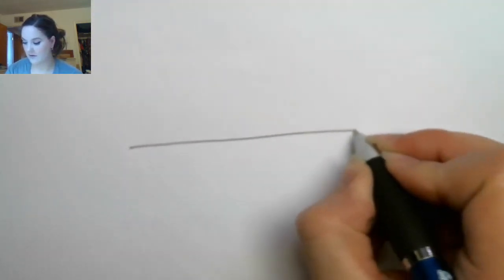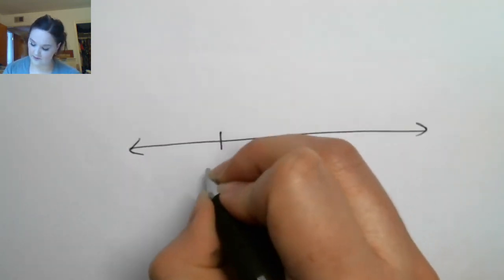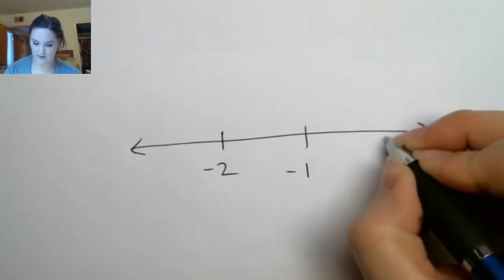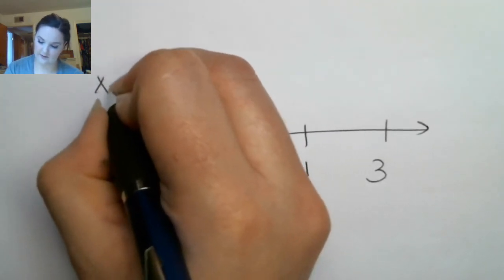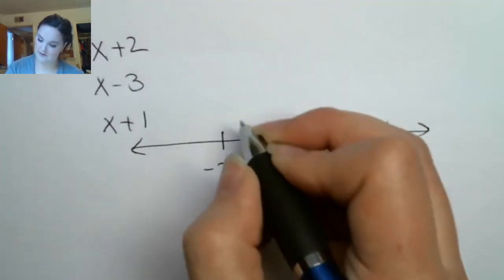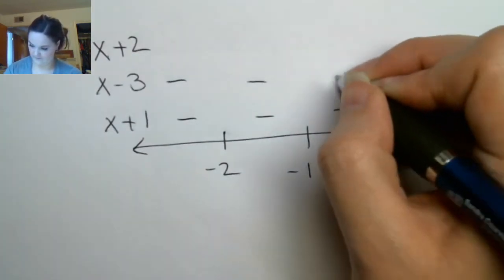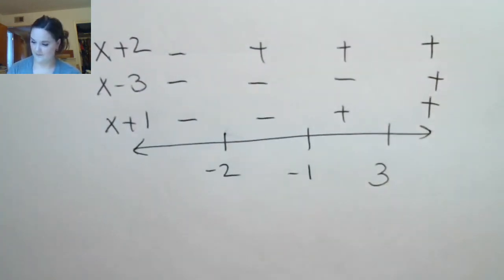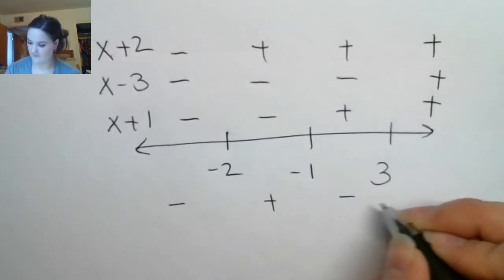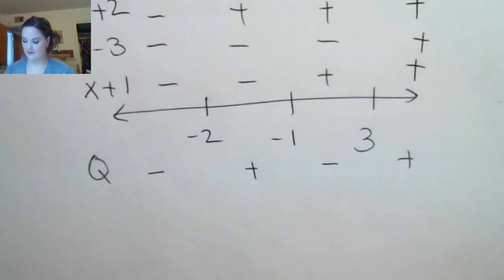All right, let's look at our sign chart. Okay, the roots are negative 2, negative 1, and 3. Okay, and my factors are x plus 1, x minus 3, x plus 2. Okay. All right, so let's look at our graph.